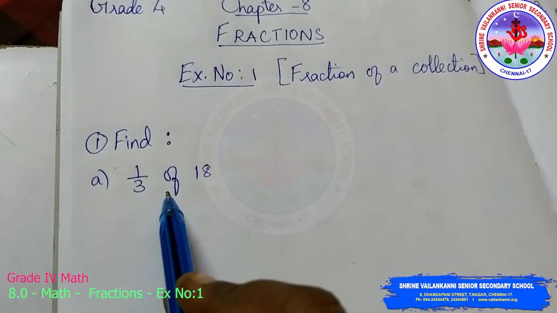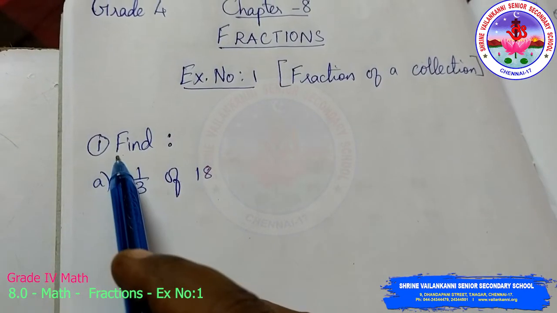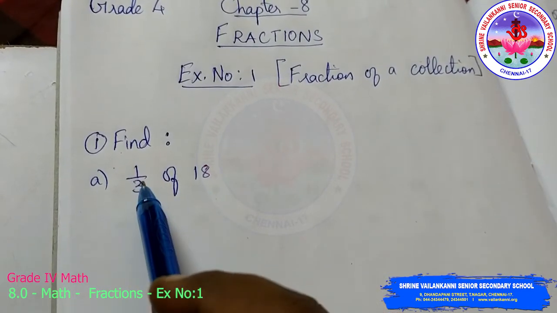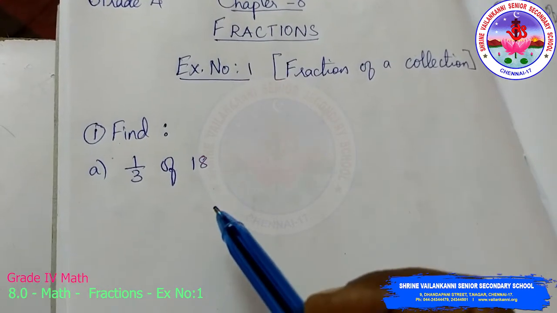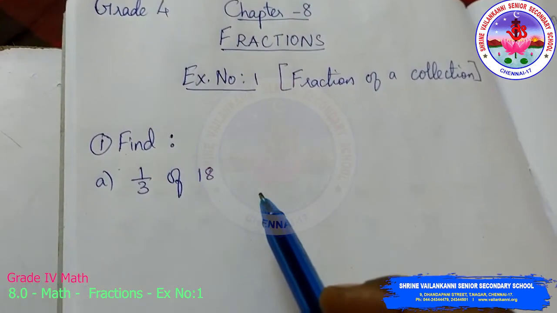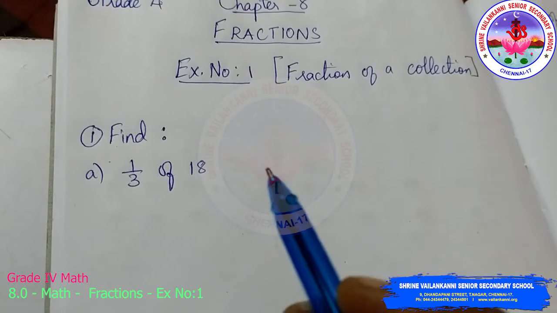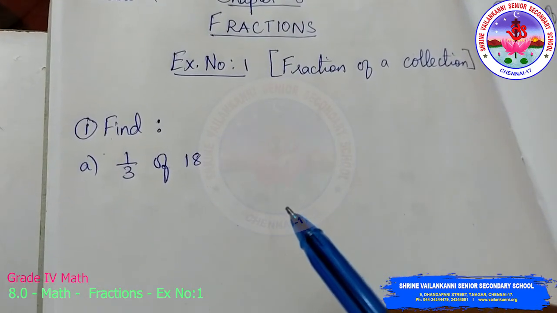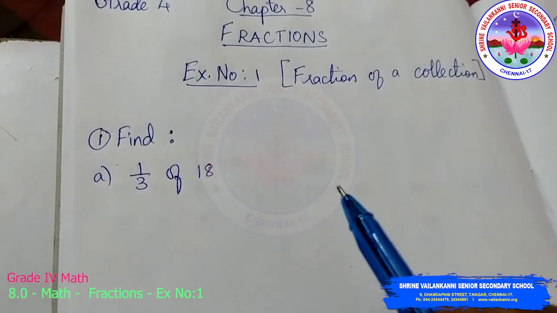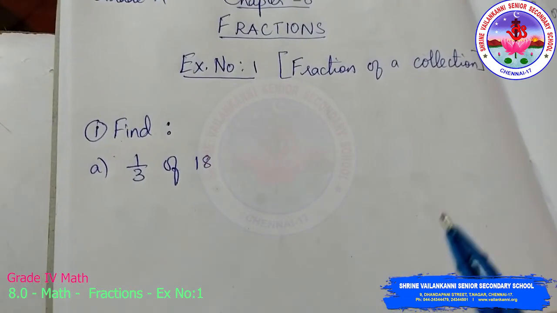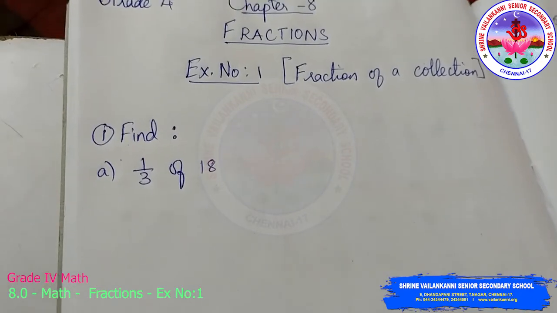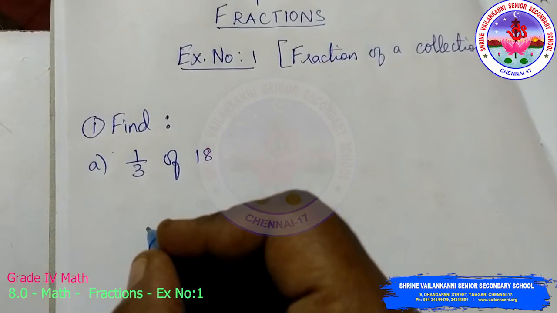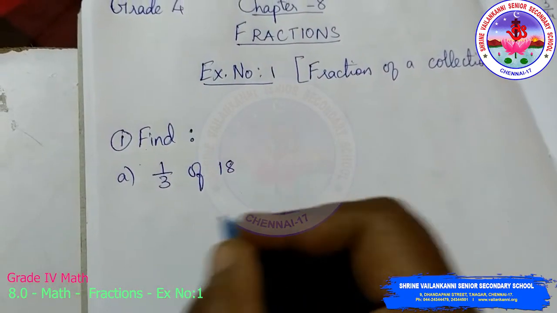For that I have taken an example sum: first find 1/3 of 18. To find the 1/3 of 18 I am going to use two methods. One is by drawing pictures and finding the 1/3 of 18, and the other method is by doing division. So first I'll show you by drawing the pictures.